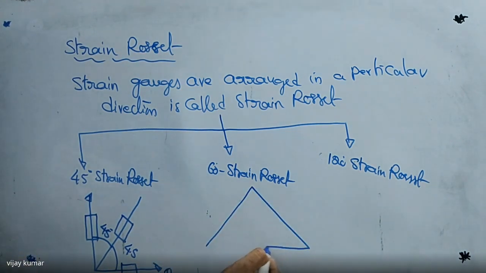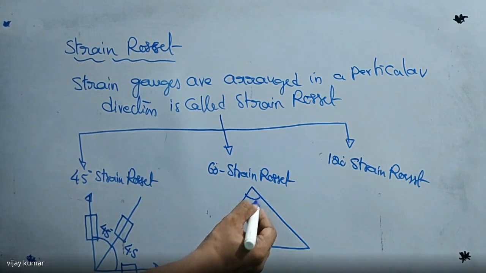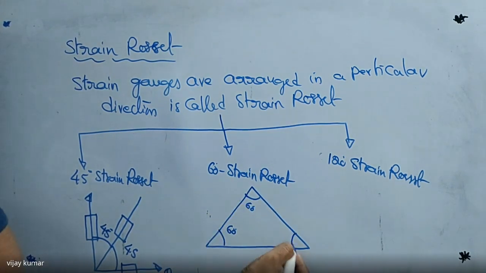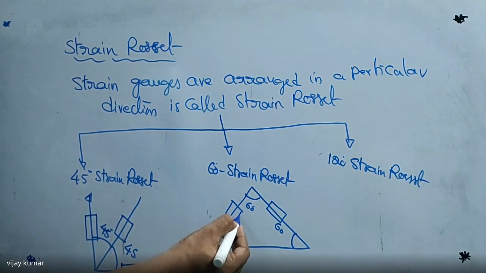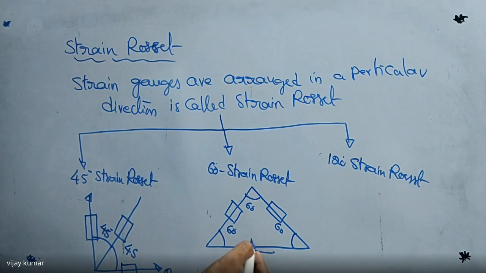So here, this is named as 60 degrees strain rosette. So I can arrange these gauges like this in an equilateral triangle. It is also named as equilateral strain rosette or 60 degrees strain rosette. So this angle is also 60 degrees. It is also 60 degrees. It is also 60 degrees. Here I am going to put one strain gauge. Here I am going to put one strain gauge. Here I am going to put one strain gauge. This is named as 60 degrees strain rosette. Or you got my point or not?